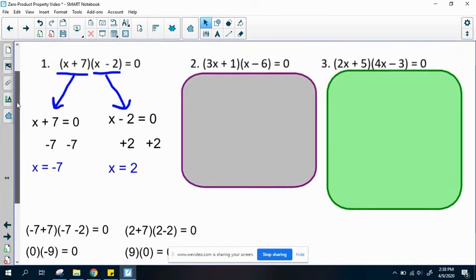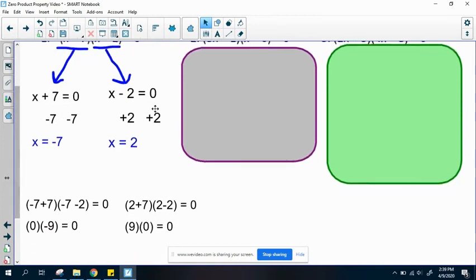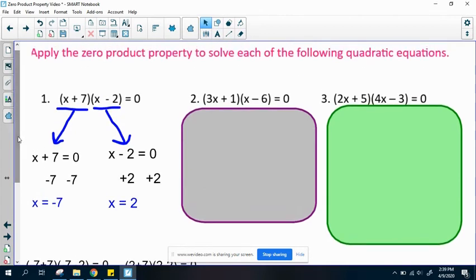So -7 makes the first factor 0. And if I went ahead and plugged in the 2, 2 plus 7 is 9, but then 2 minus 2 is 0. And so 9 times 0 would be 0. So these are the only two numbers that, if I were to plug them into the original x's, I would actually have a result of 0. Any other number, I would not get 0. So those are your answers.